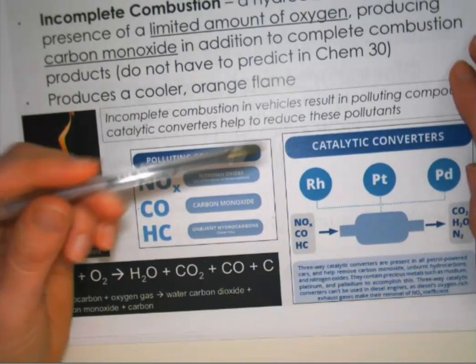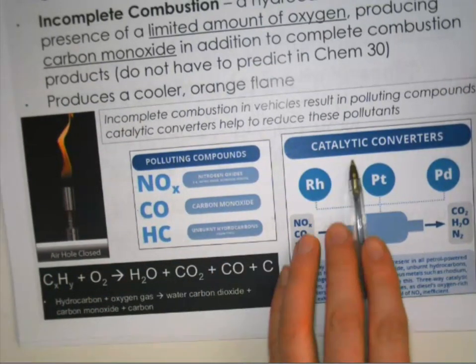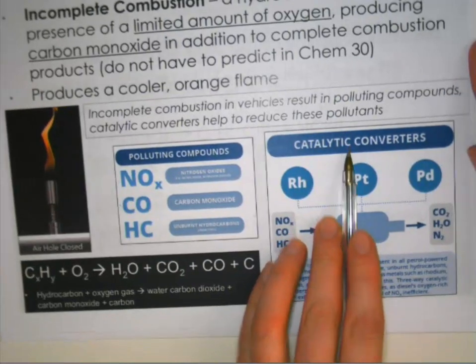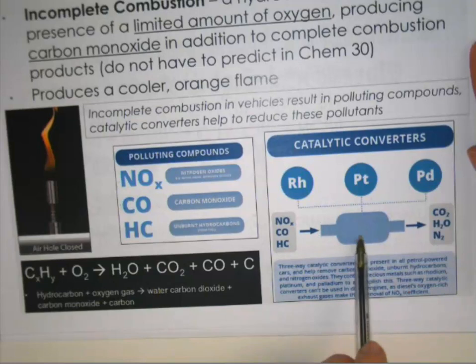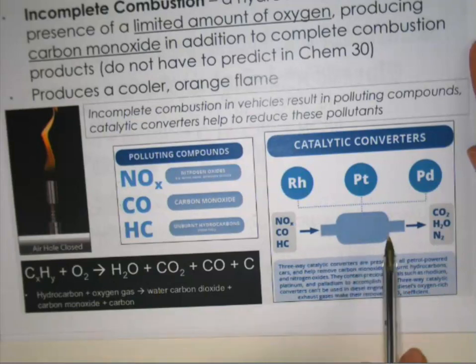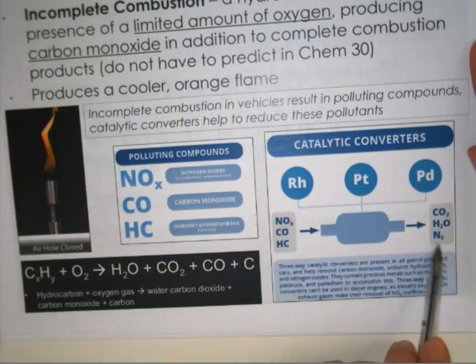And then we have the unburnt hydrocarbons. So basically, in order to reduce these compounds, we have something called a catalytic converter in a vehicle. This is made out of different types of metals that allow a bunch of reactions to happen that convert the nitrogen oxides into just nitrogen gas.